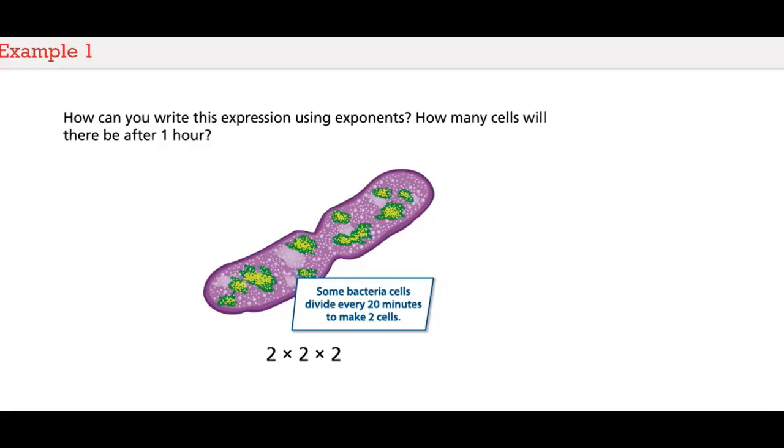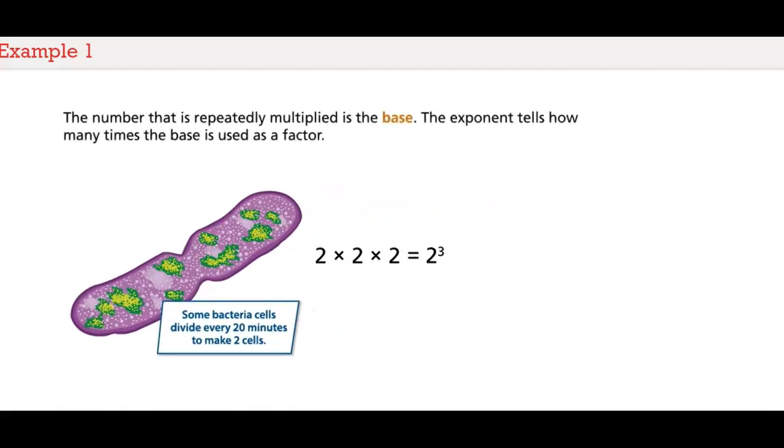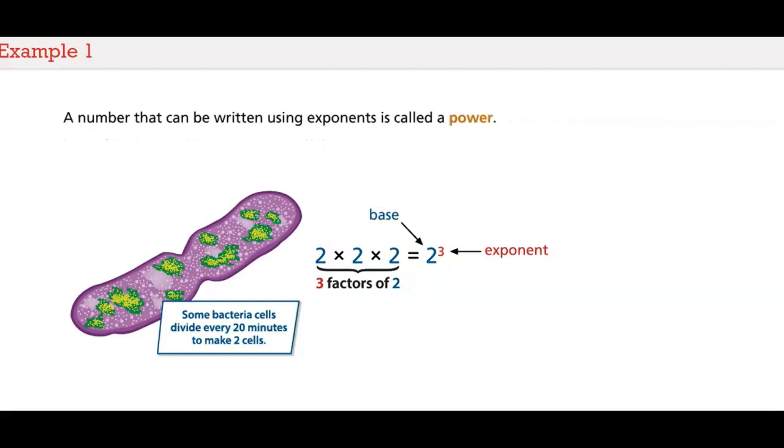An exponent is a way to write a repeated multiplication expression. You can use an exponent to write repeated multiplication of a number. Exponents are useful because they can shorten expressions that show repeated multiplication. The number that is repeatedly multiplied is the base. The exponent tells how many times the base is used as a factor. A number that can be written using exponents is called a power.